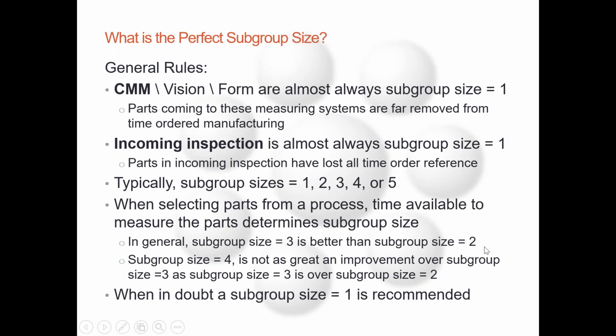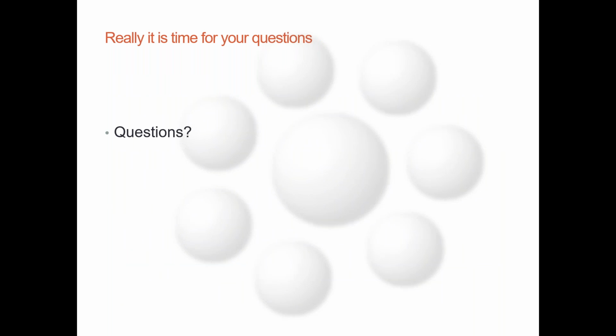Sometimes it's going to be 2. But one of the things that's going to determine this is operators have to walk up, pick up the subgroups, 1, 2, 3, 4, 5, whatever it is, be able to measure it, do all their other duties, and get back in an hour or whatever your time limit is to repeat the process. So that is going to have a great influence on exactly which of these sizes you actually use. When in doubt, you can use a subgroup size of 1 until you get better information to change. And now I really will work with your questions.